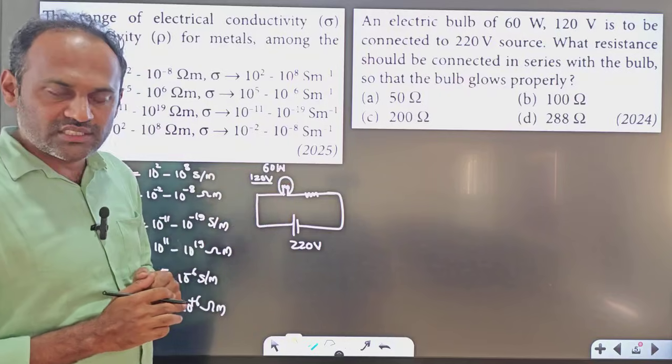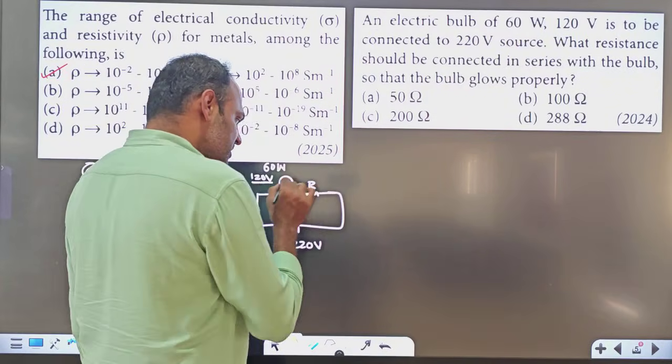That's why we are connecting resistance in series. Okay, let us say we have connected a resistance R in series.